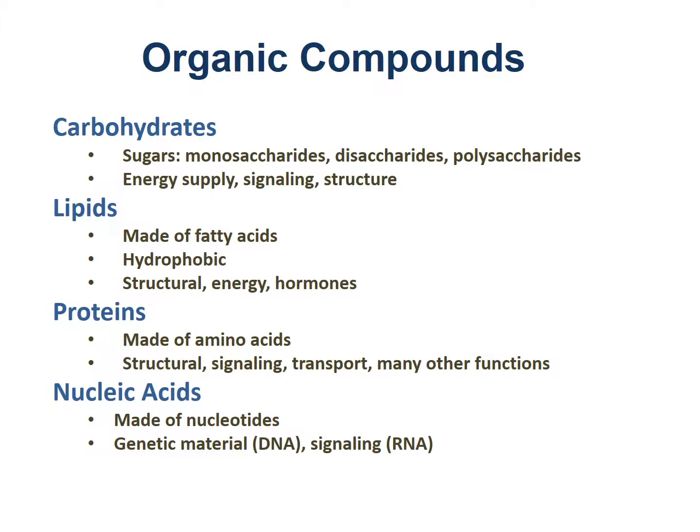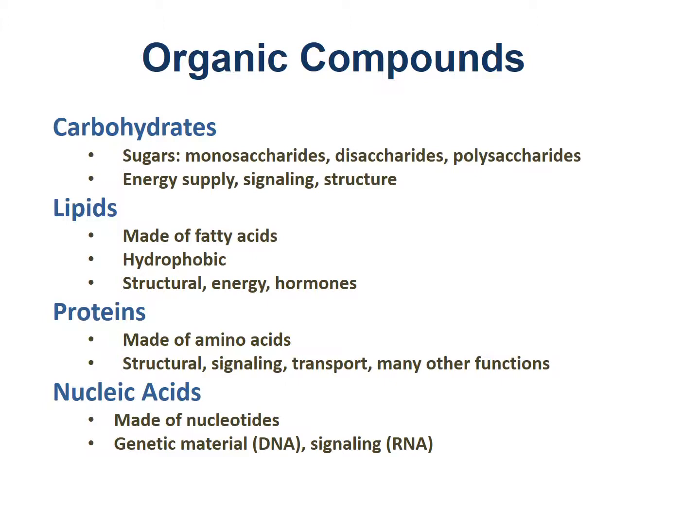Proteins are made up of amino acid chains, and they combine together to create more complex structures. They are used for structural components. They're used for signaling. They're used to transport things into and out of the cell or across the body, as well as a host of other functions, such as enzymes that might catalyze different reactions.